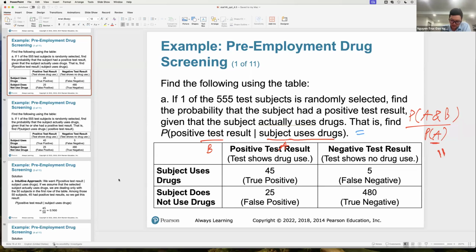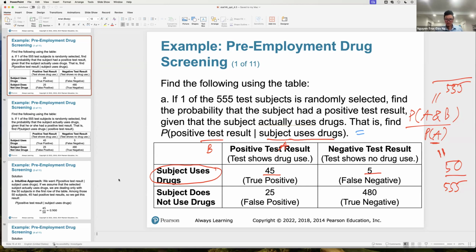How do you find that? Let's look at this row. So you have 45 plus 5. These are the number of subjects who use drugs, right? You have 50. Do you agree with me? 50 divided by the total, since one of the 555 test subjects is randomly selected, the sample space is always 555. Now let's calculate A and B. The bottom is always 555, right? Because in this case, we have the same sample space.